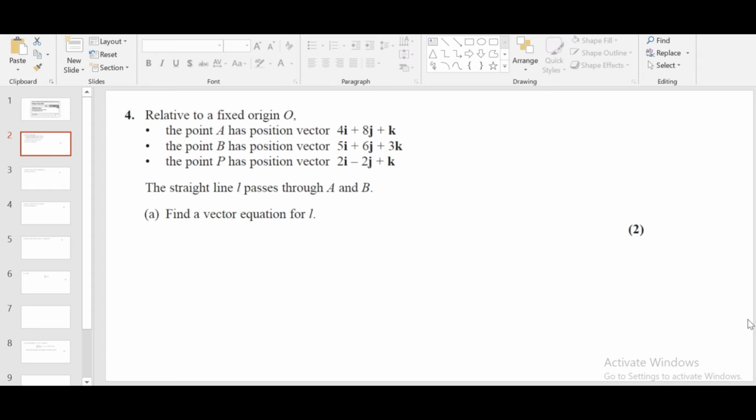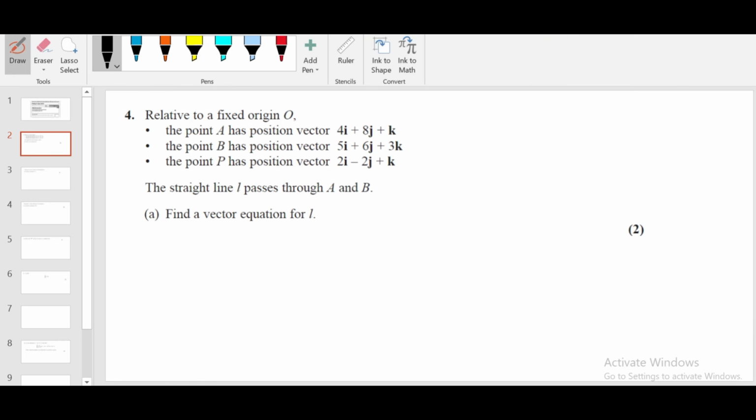We have the position vectors of 3 points A, B, C. When they say position vector, this is basically the OA vector, OB vector and OP vector. The straight line L passes through A and B. Find the vector equation of L.